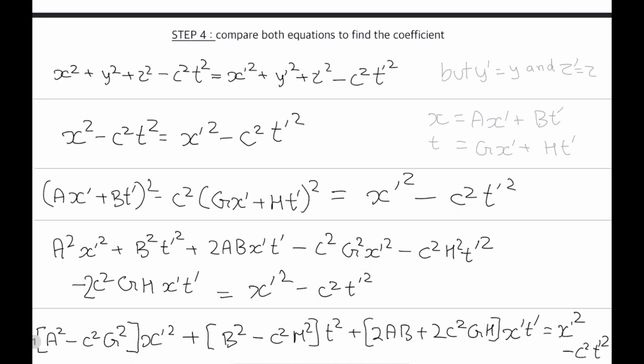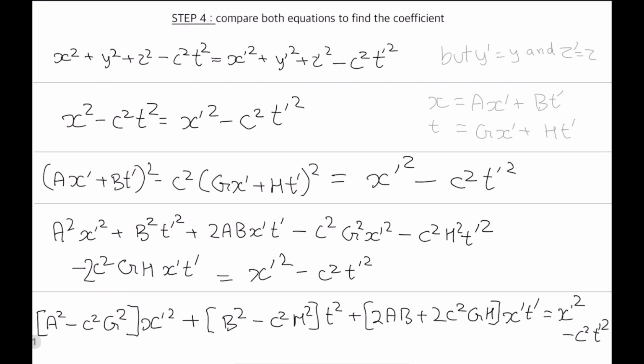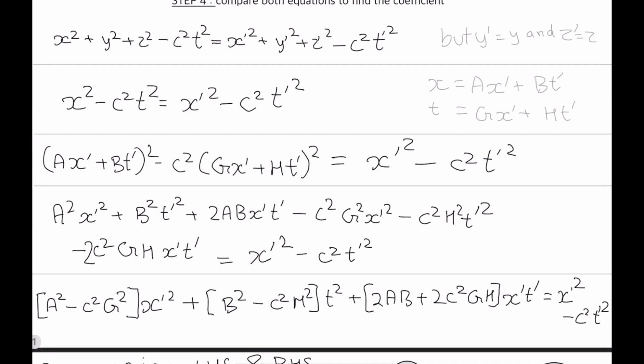This brings us to step 4. So we know that y dash is y and z dash is z, so they just cancel out. Now we just input the assumptions we took in the beginning. So write x as a x dash plus b t dash and t as g x dash plus h t dash. After this, you just open the brackets and separate out the coefficients of x dash square, t dash square and x dash t dash on the left hand side. Now we just compare the coefficients of the left hand side with the right hand side.